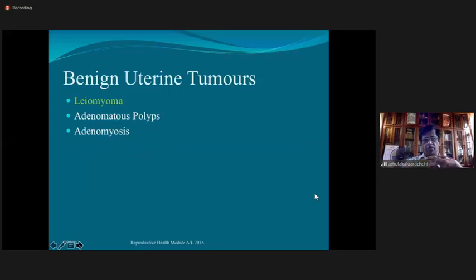So this is what we are talking about. Mainly it's leiomyoma and adenomatous polyps, but also adenomyosis, although we don't call it a tumor because we can't have an identifiable tumor, and that is of course dealt with in another topic for you all on endometriosis and adenomyosis. That will be a separate lecture.